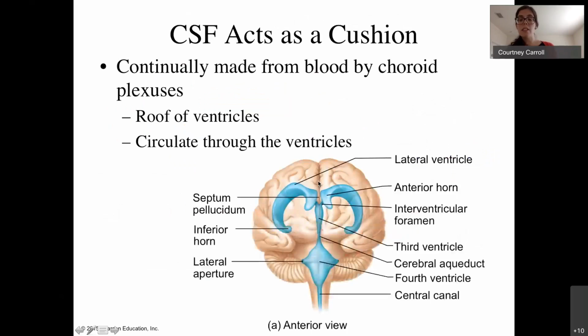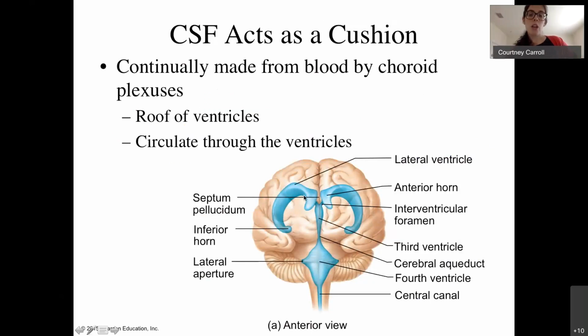Okay. So the CSF, or the cerebral spinal fluid, acts as a cushion. It's made from blood. It takes material from blood at our choroid plexus, and it's going to be located at the roof of your ventricles. So this is an anterior view of the brain. You can see that there are these holes in your brain, these ventricles. We have a lateral ventricle. We've got a 3rd ventricle you can see here, and the 4th ventricle going down. And these are going to be where the CSF is just going to move.